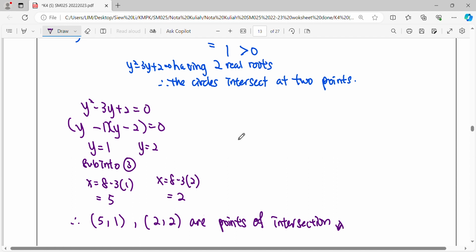So bear in mind to put your x value and y value in brackets to identify that this is the right format for the coordinates of the point.